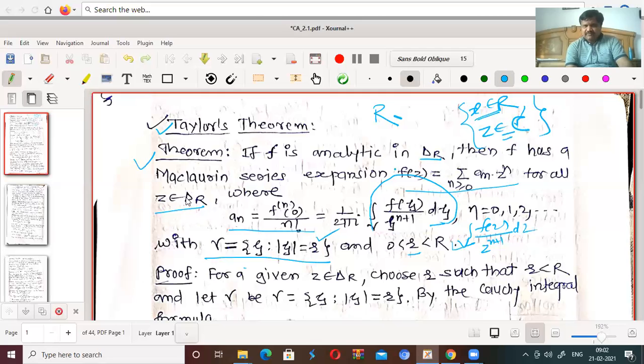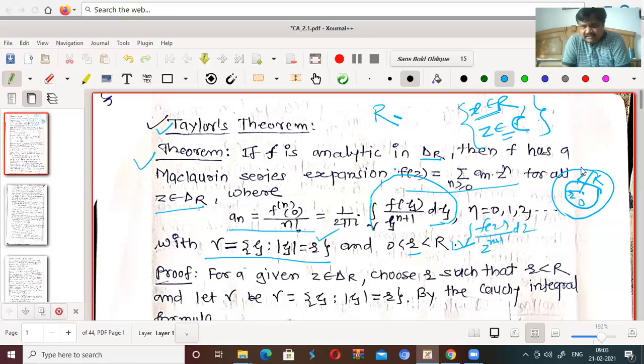So this is the disk, the open disk having center at origin and radius R, while this is a circle having center origin again and radius small r, and this is about capital R. In this disk we have considered this circle as gamma. Gamma is the set of all those points that lie on this circle. Okay, so what does the result say?